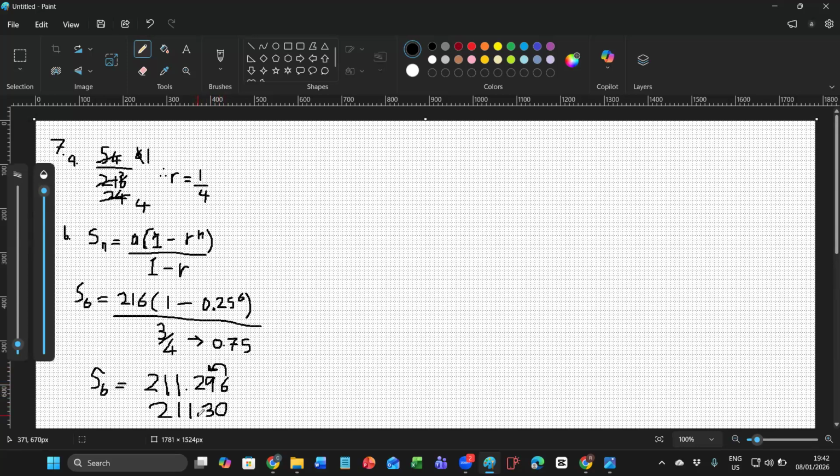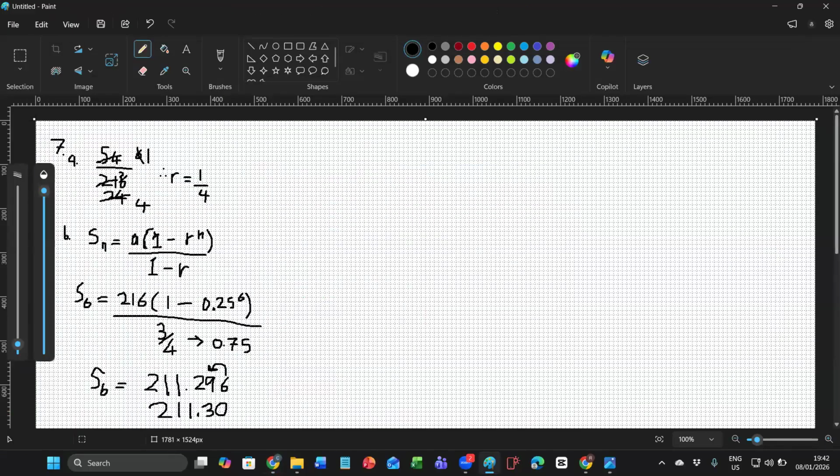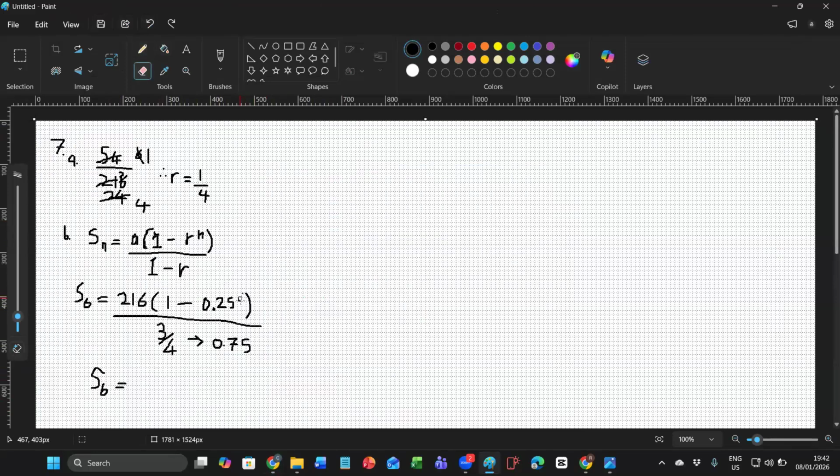Do you understand? Oh, it was 0.25 raised to the power 6. I was thinking it was 0.256. I think I did the calculation wrong. Sorry, let me redo it. It's raised to power 6, I thought it was 6 beside it. Sorry, my handwriting.